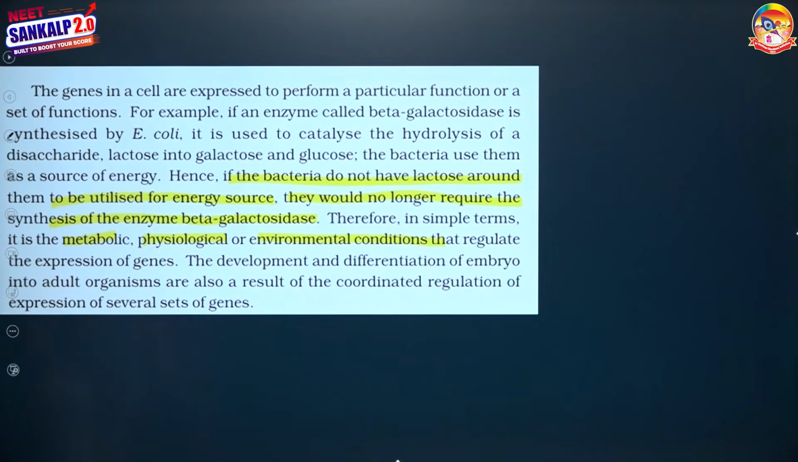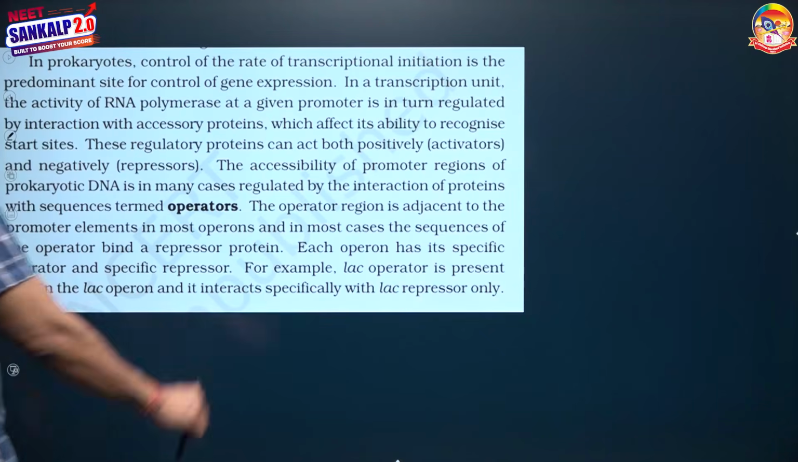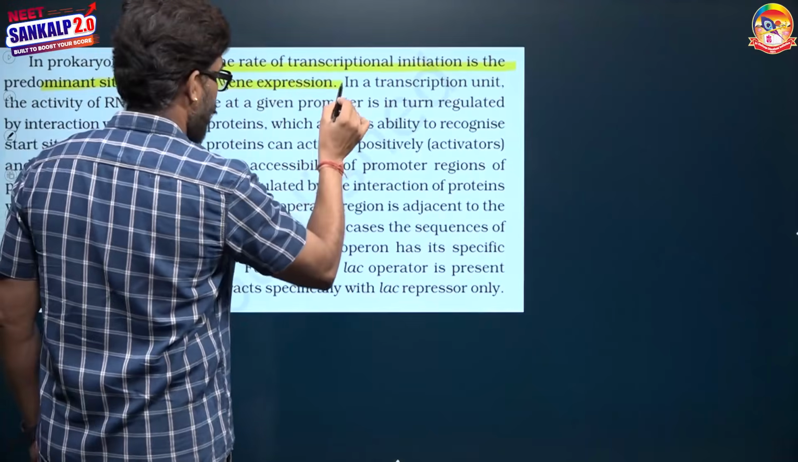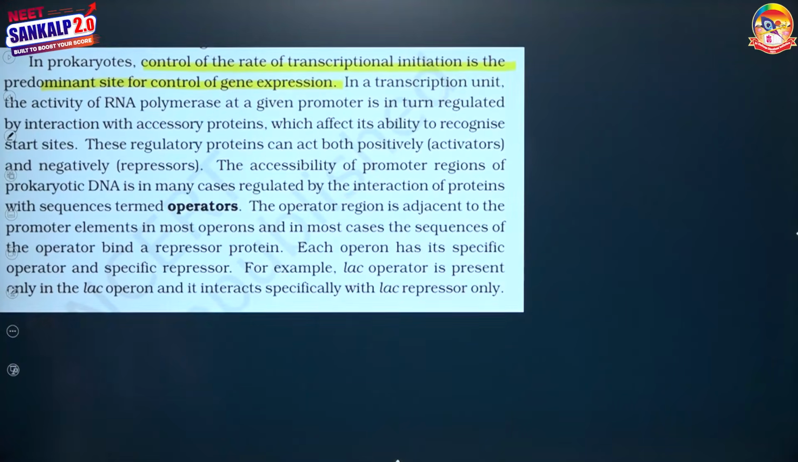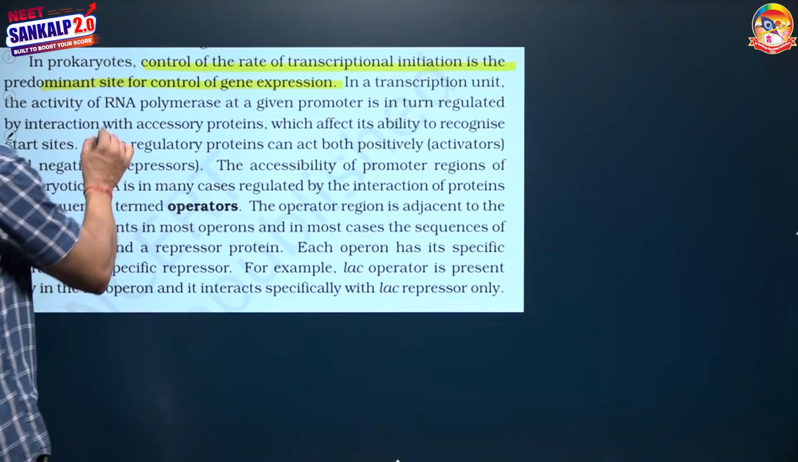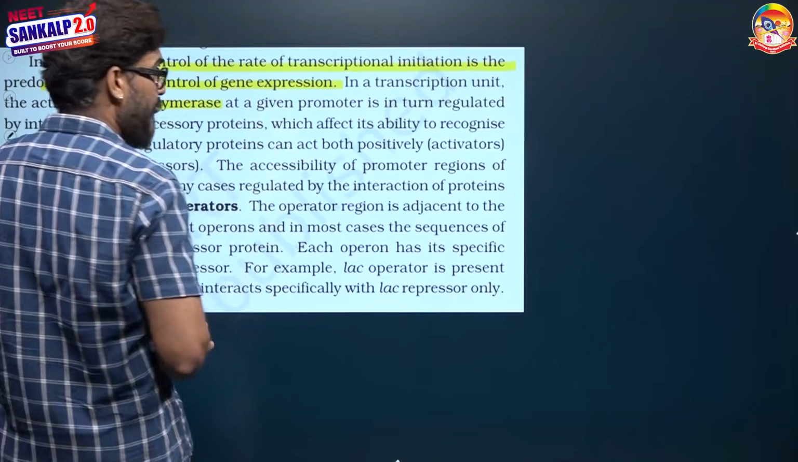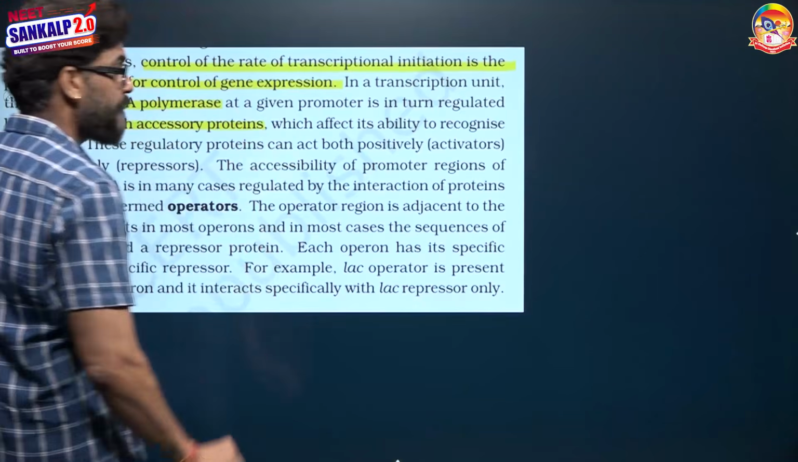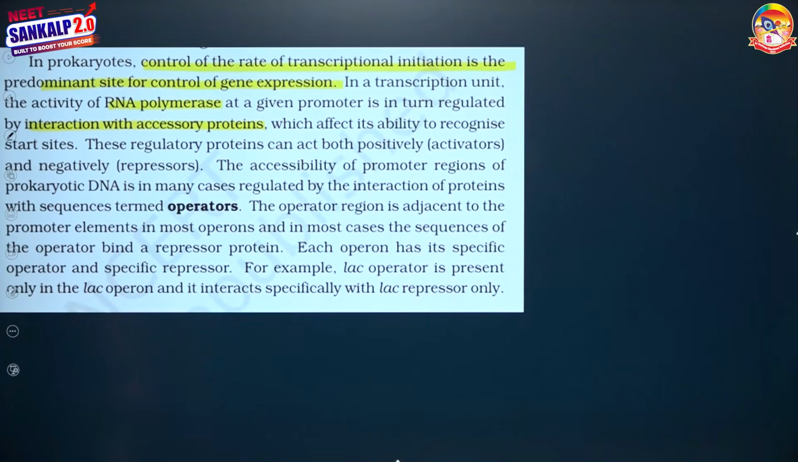The development and differentiation of an embryo into an adult organism is also the result of the coordinated regulation of expression of several genes. In prokaryotes, control of the rate of transcription initiation is the predominant site for controlling gene expression. In a transcription unit, the activity of RNA polymerase at a given promoter is in turn regulated by interaction with accessory proteins. If they affect the ability to recognize the start site, the regulation of gene expression would happen there.